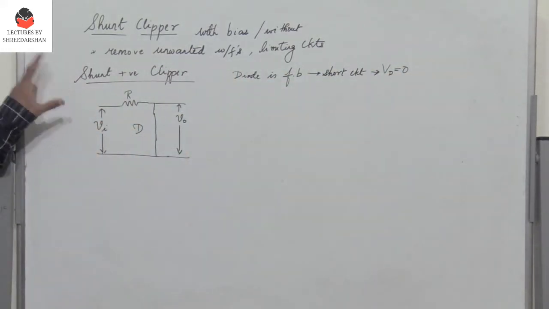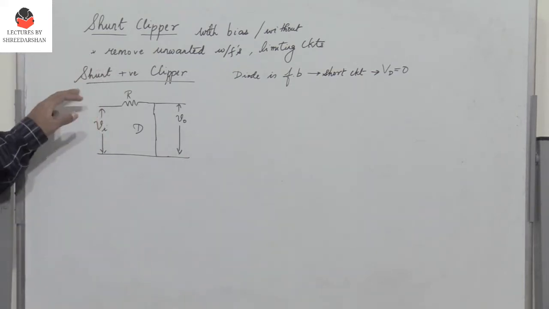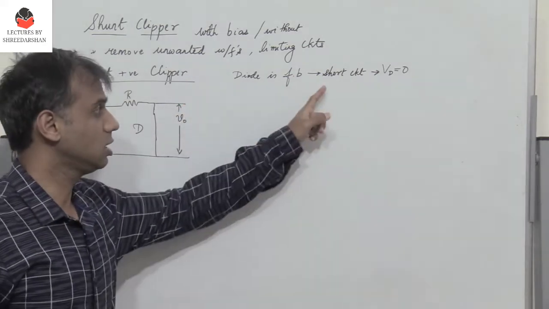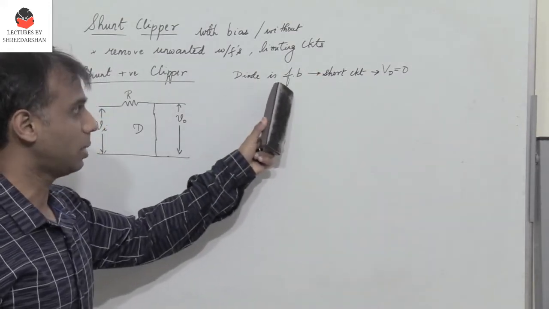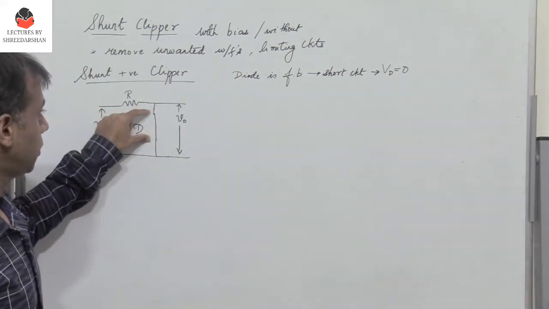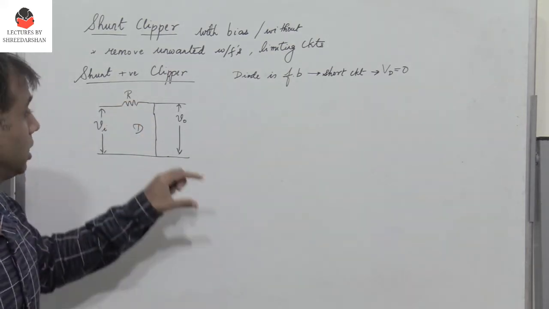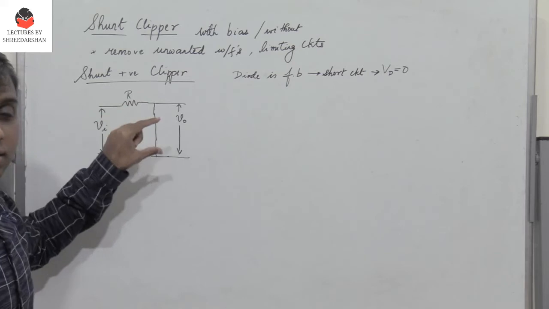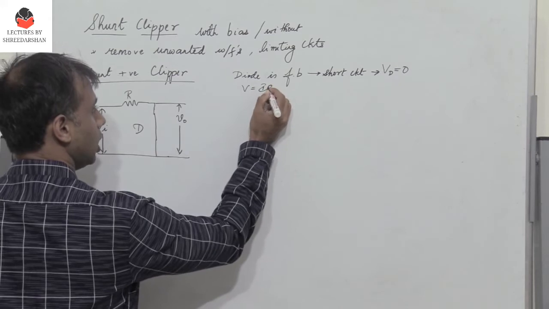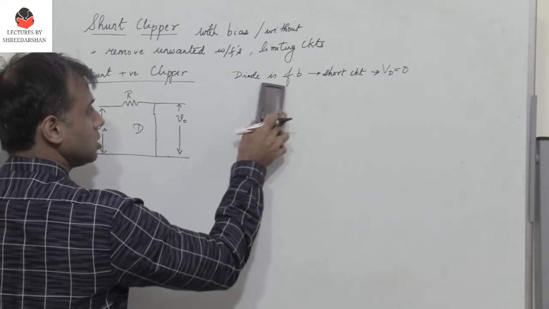So when we design shunt clipper circuits, whether it is a positive shunt clipper or a shunt negative clipper, with or without bias, we have to use a diode, and these are the things which we need to remember. So when the diode is forward biased, since we assume that it is an ideal diode, the forward voltage is 0. So the forward resistance is 0, and hence since the resistance is 0, the voltage across the diode is 0, because V equals I into R. Since R is 0, the voltage is also 0. So this is one thing you need to remember.